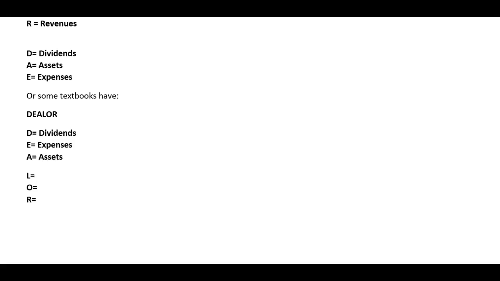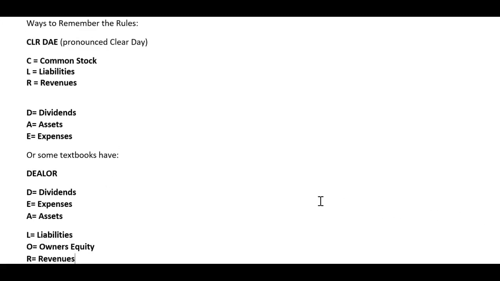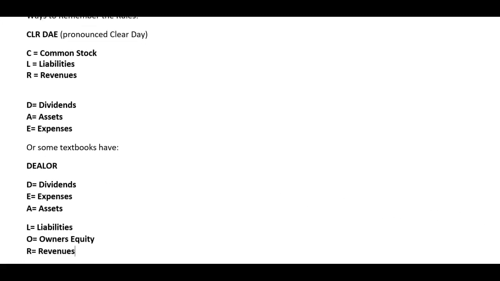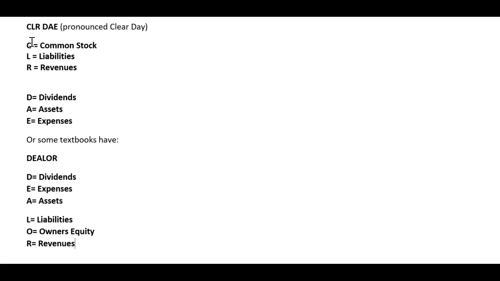Again, if you like DEALOR, remember the LOR are your credit accounts, so that's going to be your liabilities, your owner's equity. Now what that means would be like your common stock in your accounting equation, your paid-in capital, things of that nature from your owner's side. And then your revenues. All three of those. Now, if you can remember acronyms, I personally go for CLEAR DAY because the C is credit, the D is debit, and then we've got the common stock specific.